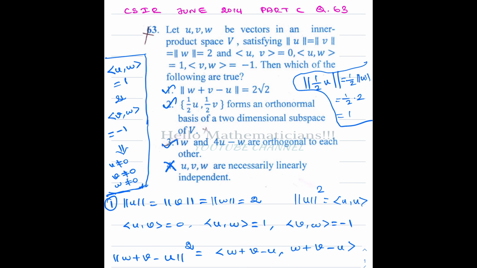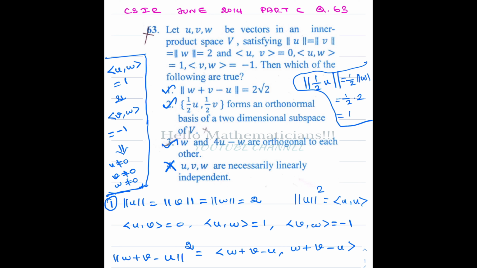Now option 4 is the little tricky one. We need some geometrical idea about inner product. We notice that if the inner product of u and v equals 0, it means they are orthogonal. Orthogonality is a geometric property. Similarly, we want to understand the meaning of other inner product values. As I said in the beginning, we take V to be R2 and we construct three vectors u, v, w satisfying all the given conditions, but they are linearly dependent.